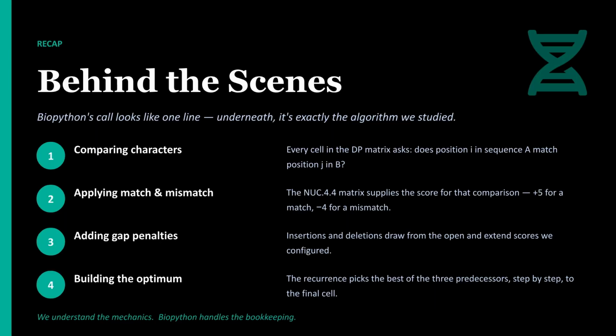What's nice here is that we don't have to manually build the dynamic programming matrix. We already understand how it works conceptually, and Biopython handles the implementation for us. Behind the scenes, it's still doing exactly what we learned: comparing characters, applying match and mismatch scores, adding gap penalties, and building up the optimal alignment step by step.